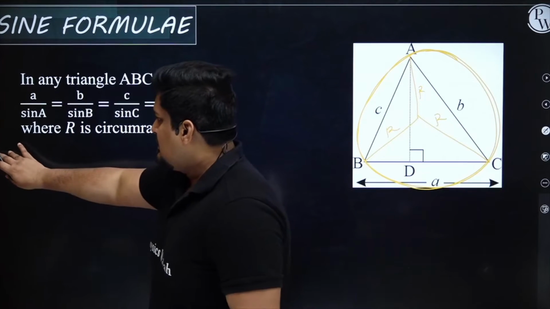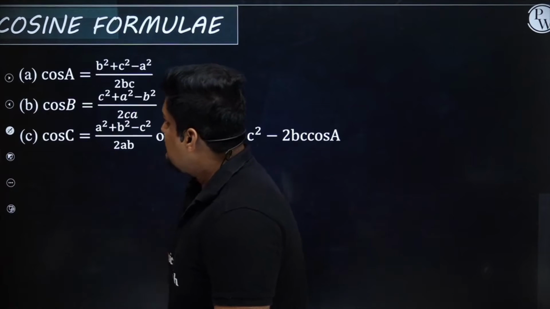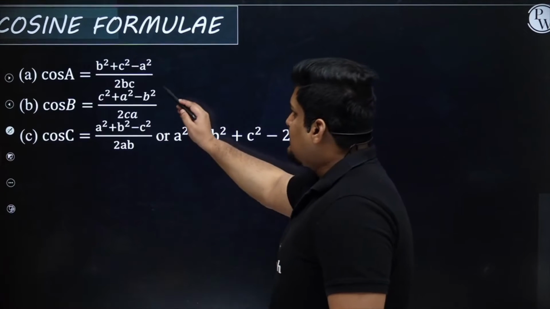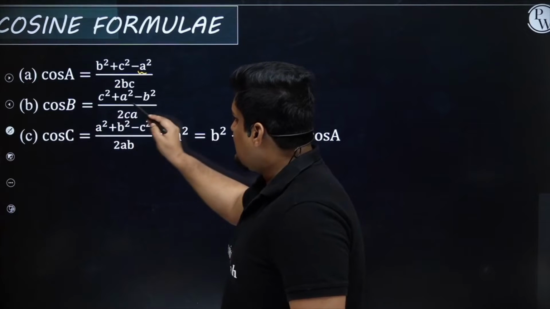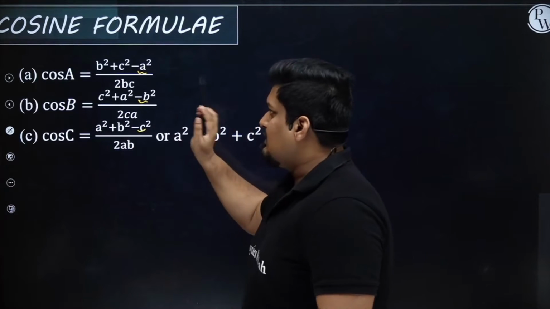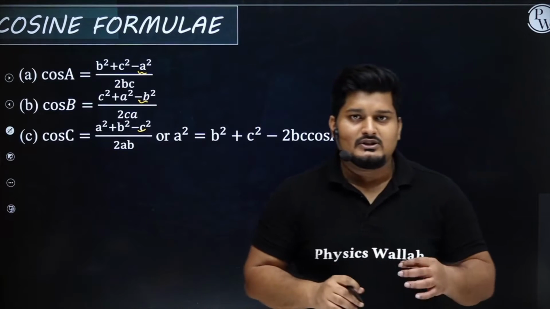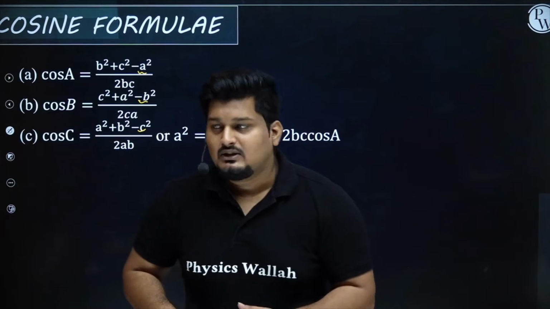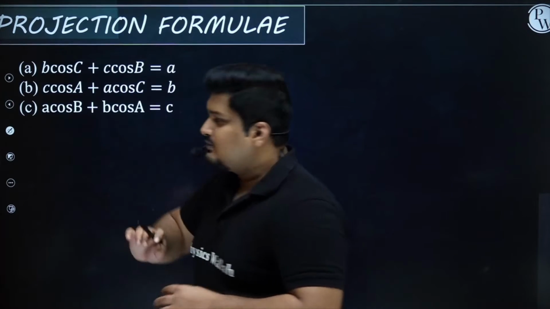Moving on to the next one, cosine formula. Right, for cos A, we'll have minus of A square. For cos B, minus of B square. For cos C, minus C square. So definitely these results you have been using in many problems. So you must be aware of it.